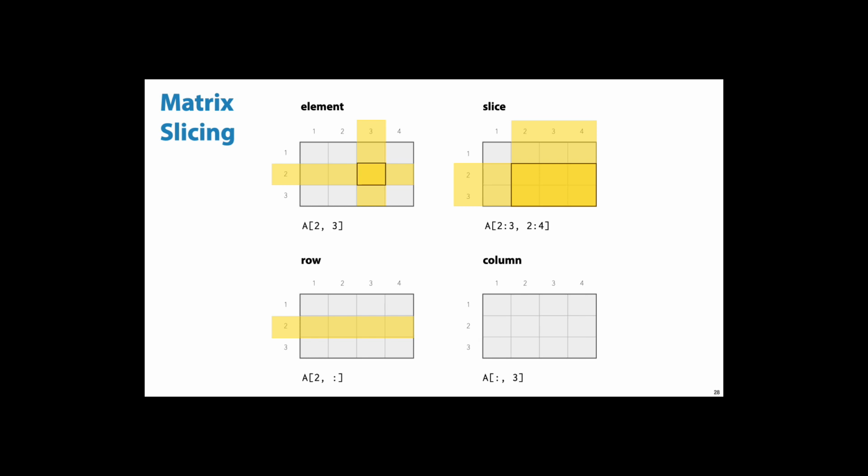Let's do that again. It says give me the second row, and then all of the columns, and the intersection of these gives me the second row, the elements on the second row. And it works exactly the same for columns.